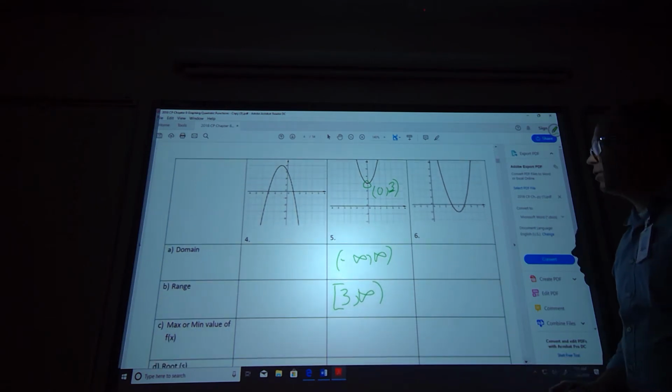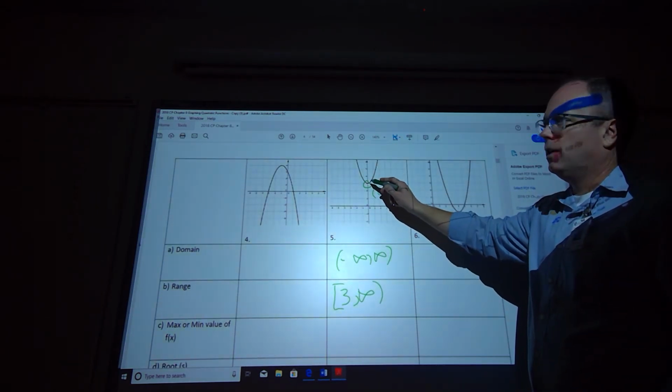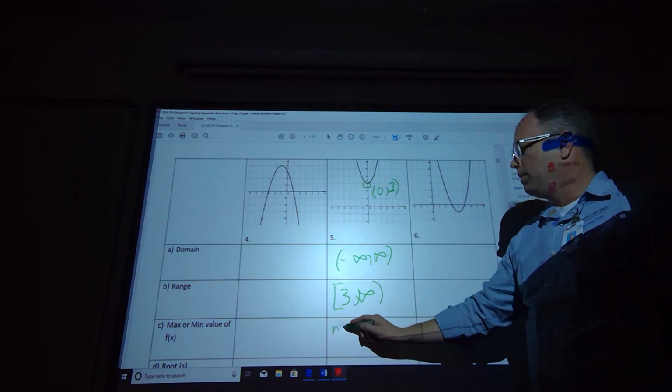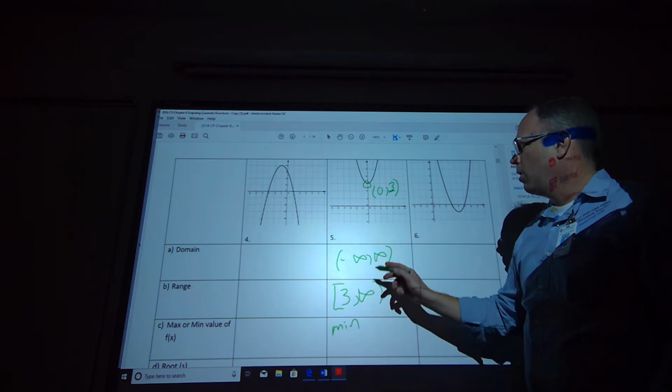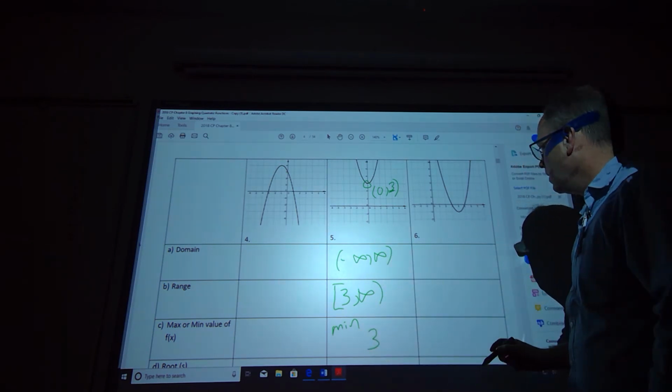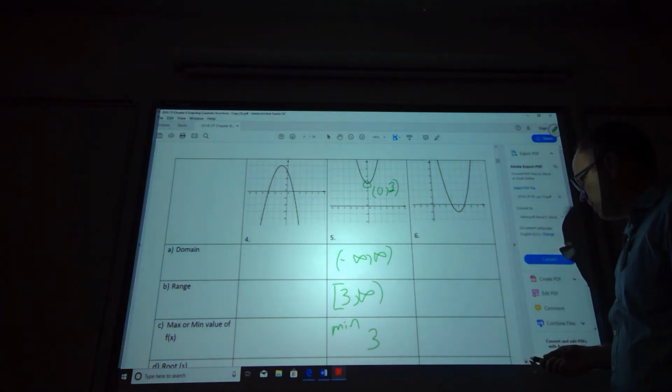Do we have a max or a min? Well, the lowest point is the vertex. So this is a minimum because it opens up. It'll be a maximum if it opened down. And our minimum value is 3. Use the y component on that one.